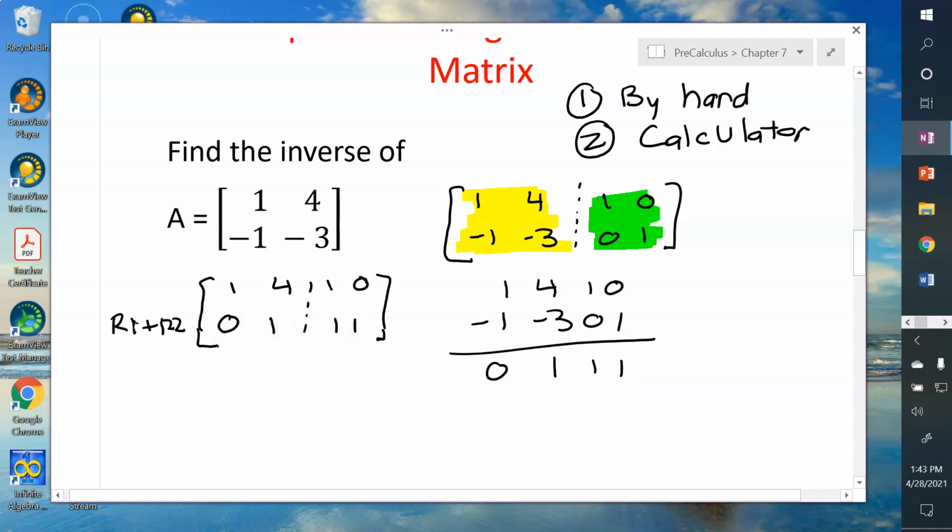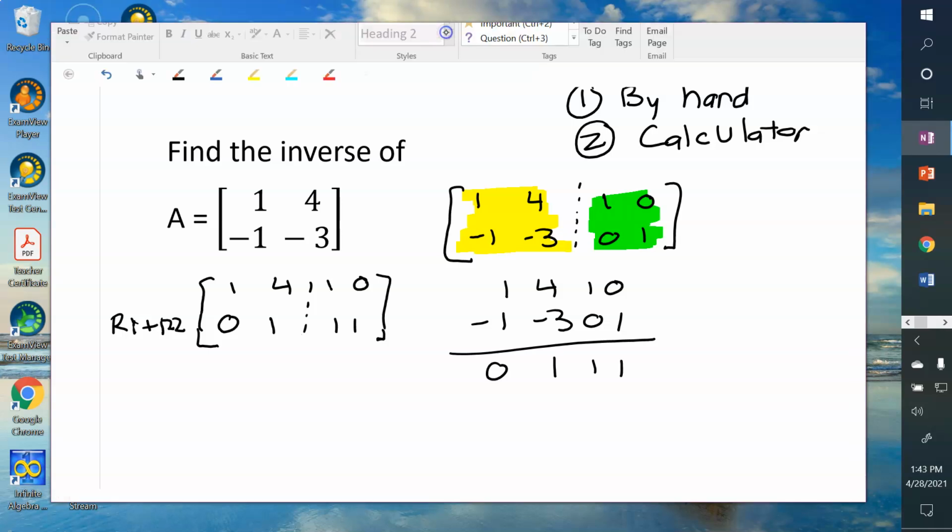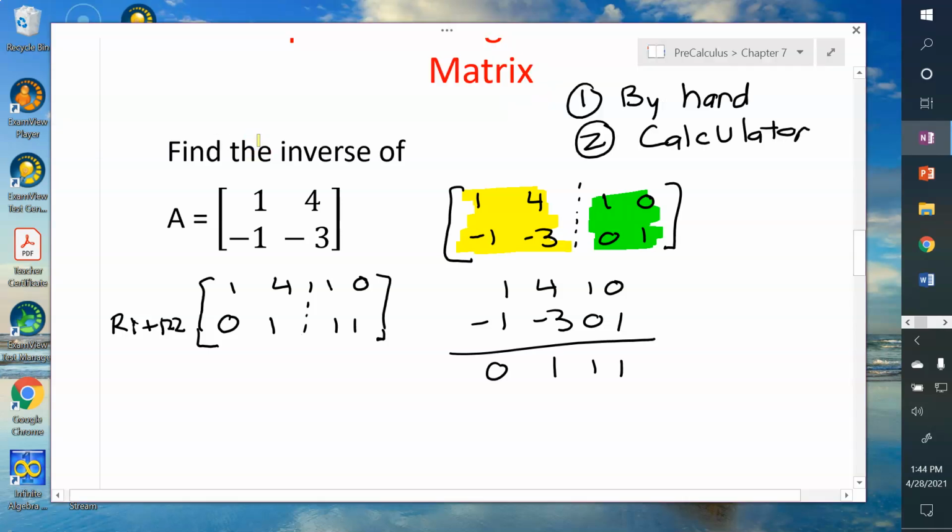That's lucky for me because now I have these 3 things that are all perfect. I want a 1 there, I have it. I want a 0 there, I have it. I want a 1 there, I have it. So now all I have to do is take care of that 4. I want to make that 4 into a 0.